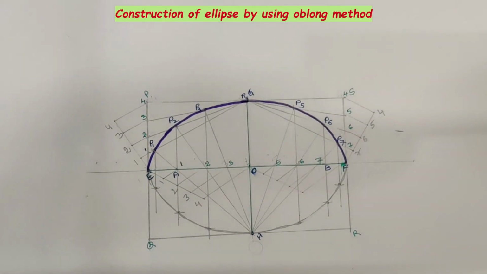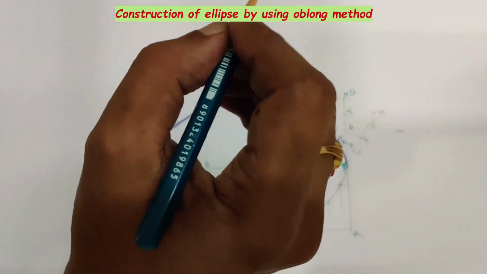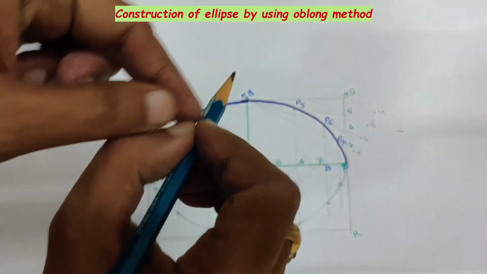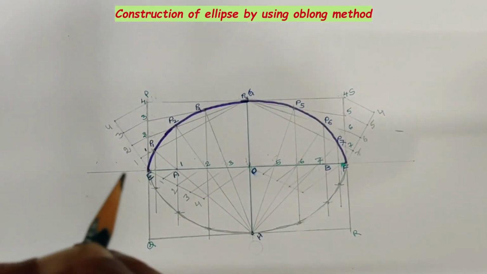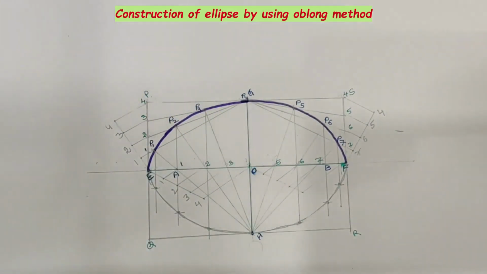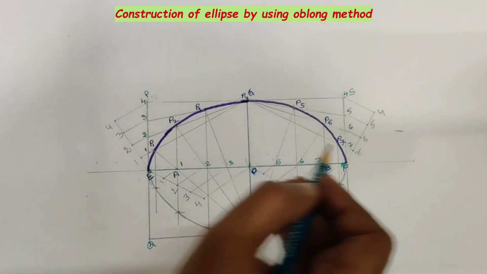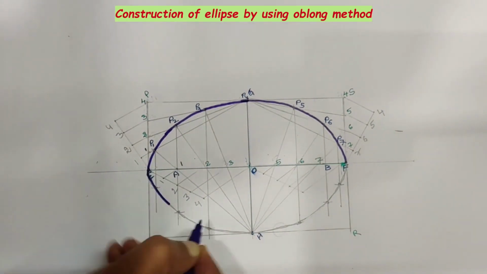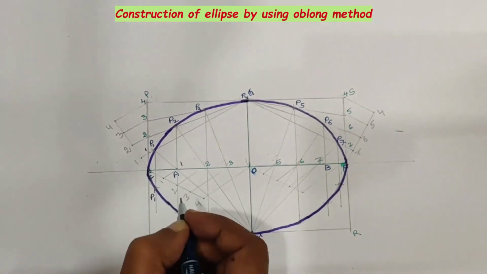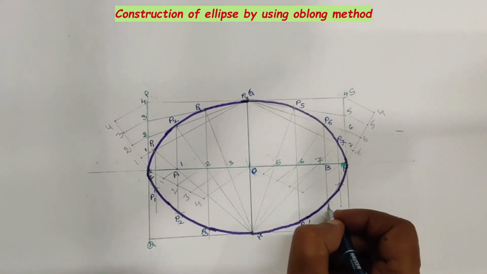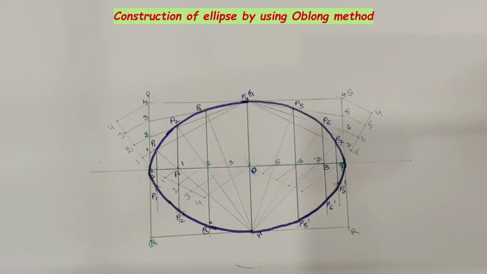Make a note, my dear students, while drawing the smooth curves, we need to hold the pencil a little bit of distance from the tip of the pencil, and also we should not hold the pencil tightly. Now, dark this curve. With this we completed construction of the ellipse by using the oblong method with the given data.